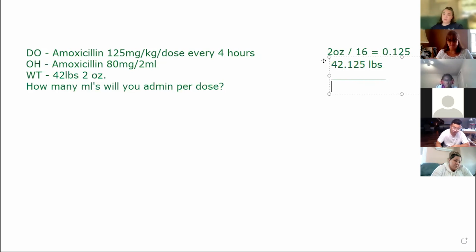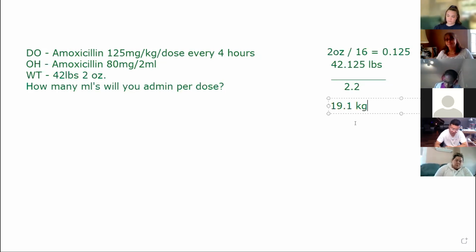And then we're going to divide that by what? 2.2. Now remember, if you don't convert the ounces before dividing by 2.2, it's going to be incorrect. Okay, so I'm going to take 42.125 and divide that by 2.2 and I'm going to get 19.147 kilograms or 19.1 kilograms. Okay, so that's the weight. So now I want to circle this because this is what's going to go into my problem.